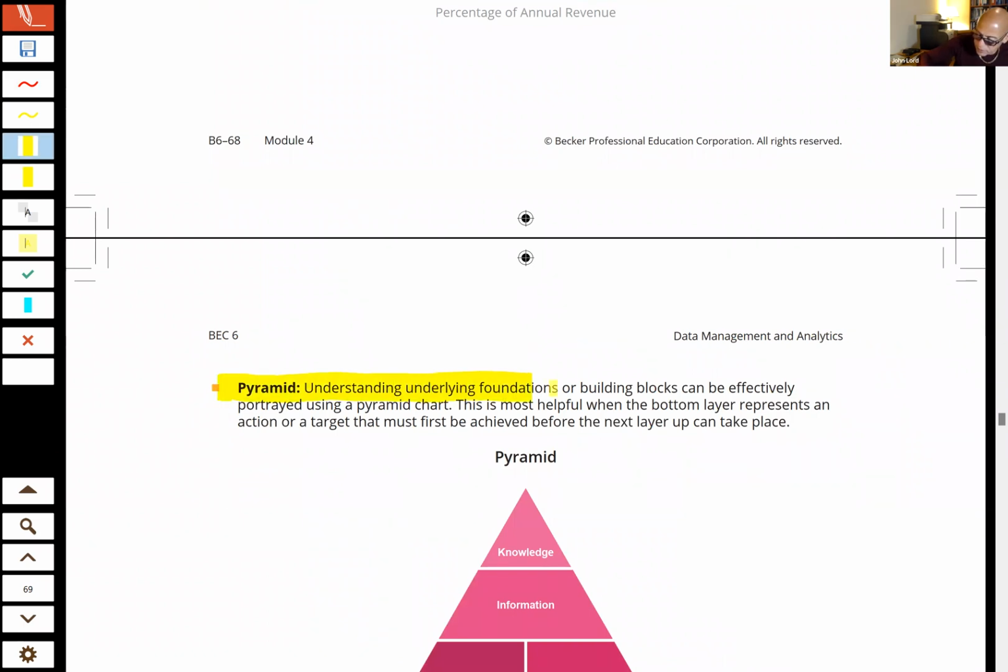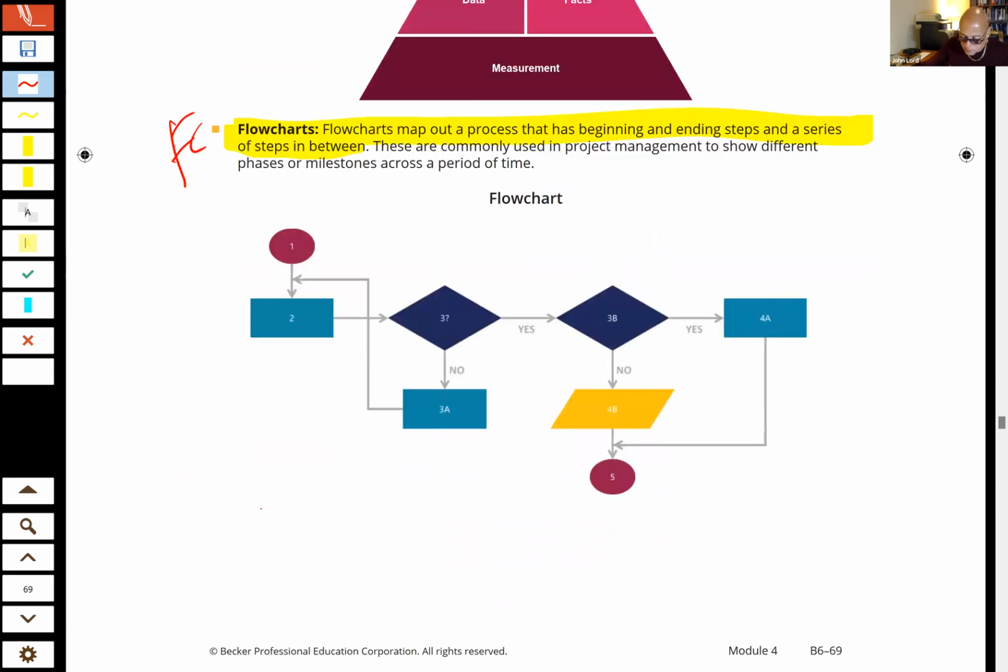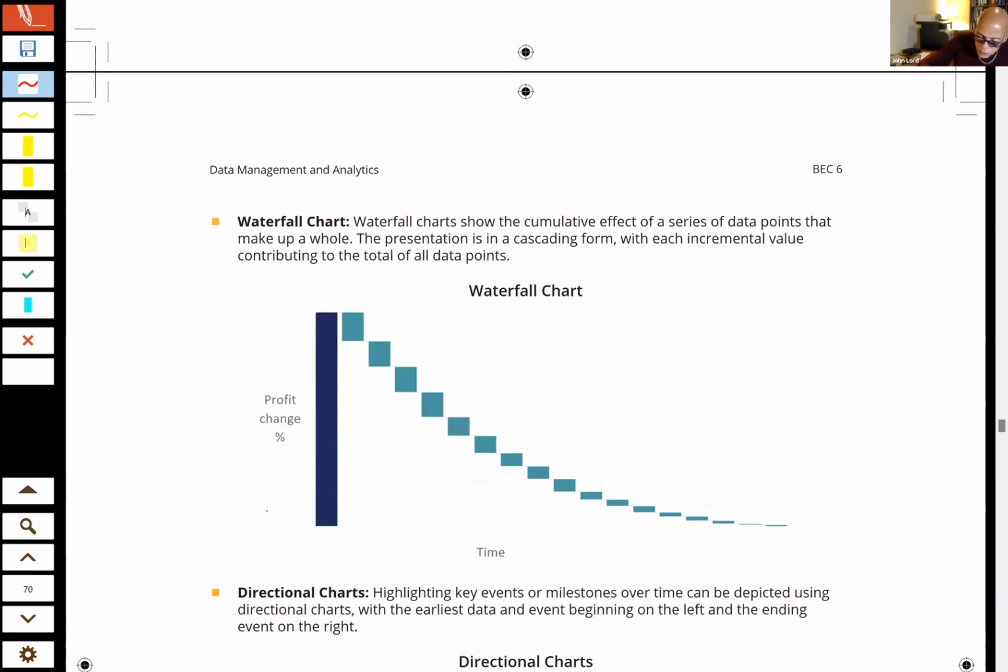Okay, understanding the foundations or building blocks of something. Okay, the pyramid. Flow charts will help you diagram a process. Okay, and waterfall shows the cumulative effect of a series of data points that make up a whole.